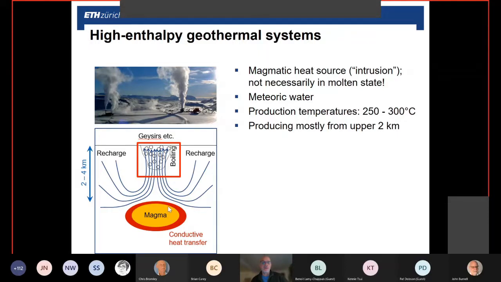There's a magma body at depth, and this heats groundwater that is in the upper crust. It gets less dense, and so convection is induced. Normally, in these systems, the water gets so hot that on its way up, it will somewhere hit the boiling curve and will start boiling. Now, the water that's circulating, I said, is typically meteoric water, so rainwater, river water or so that trickled into the crust. And the production temperatures are typically somewhere between 250 and 300 degrees C, producing mostly from the upper 2 kilometers.